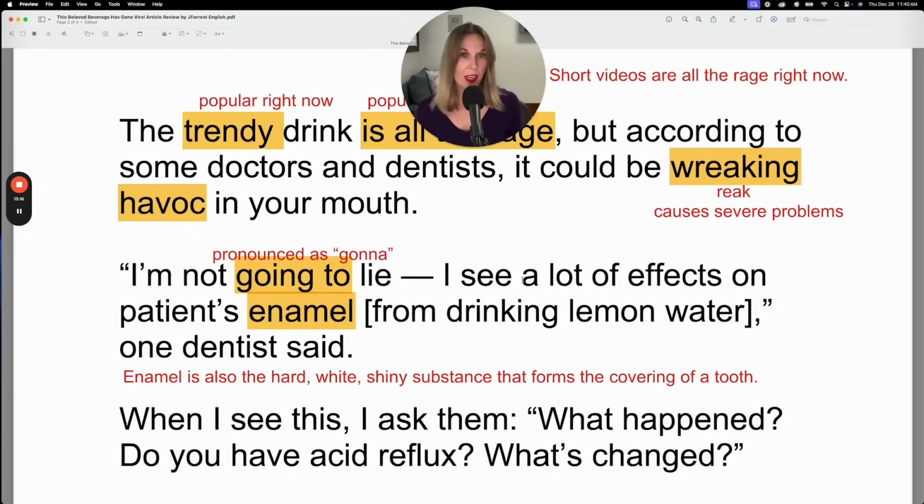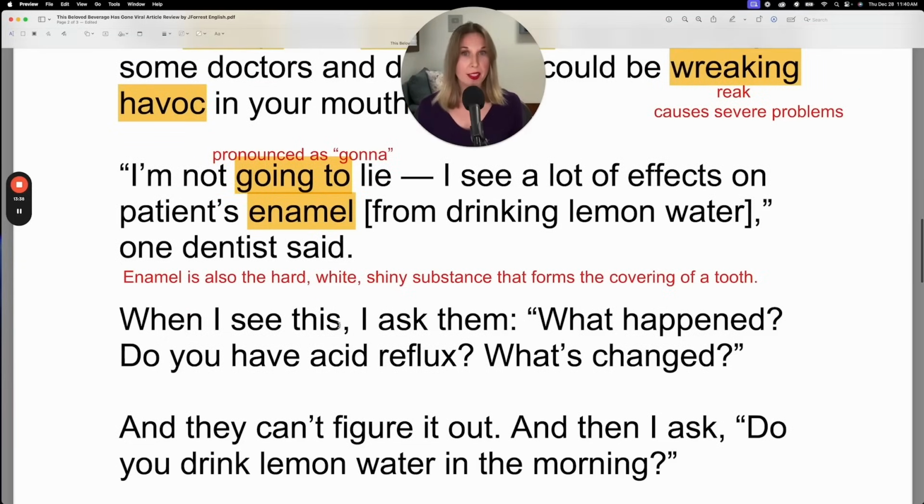I'm not gonna lie, I see a lot of effects on patients' enamel, the covering on their teeth, from drinking lemon water, one dentist said. So this is one of the reasons why we need to think twice, or we might want to think twice before drinking lemon water. When I see this, remember this is the dentist talking.